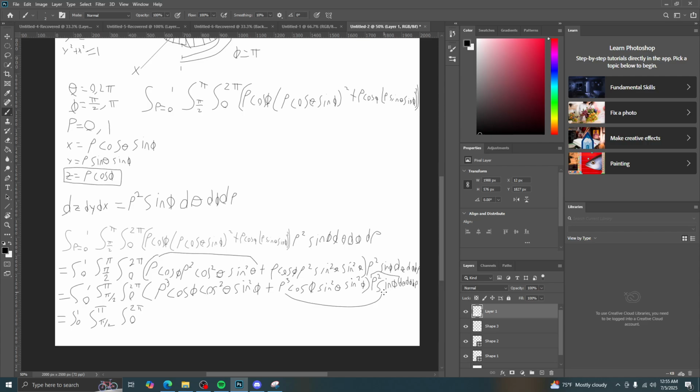We're distributing this to this term and to this term, so rho cubed times rho squared is just going to be rho to the fifth. And then this sine squared phi times sine phi is just going to be sine cubed phi.